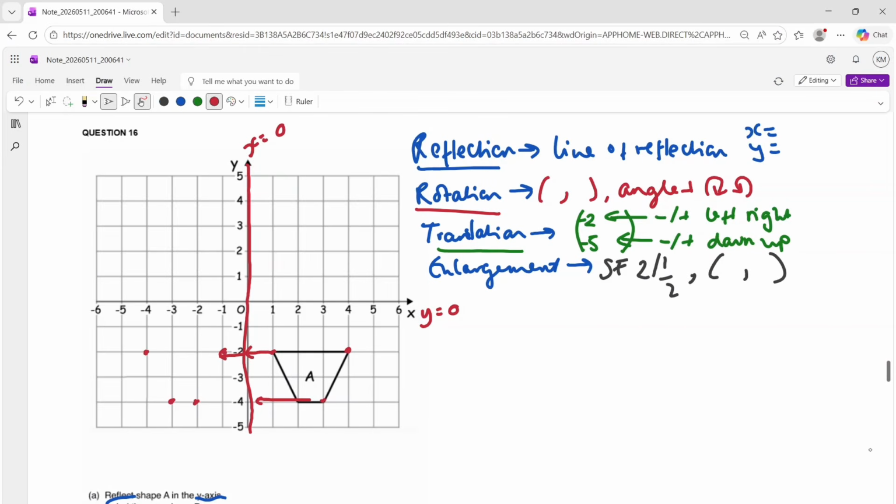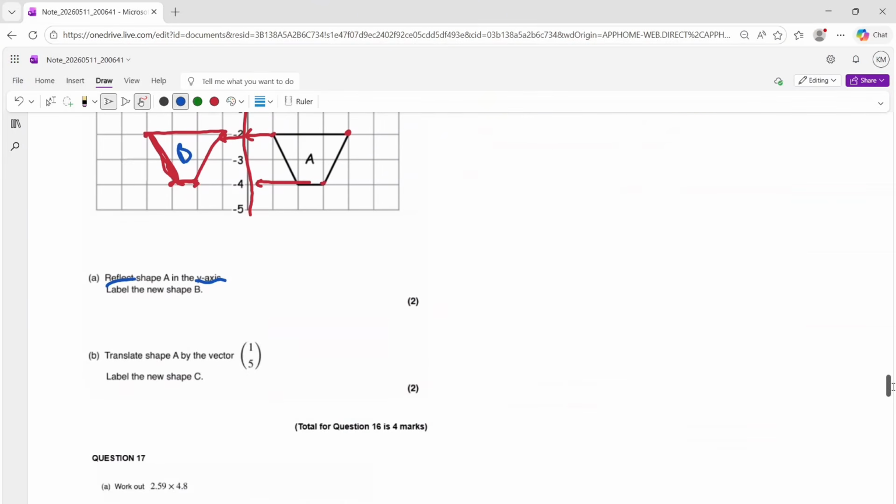So once I've done all of my points, I can then draw my reflected shape. So it's always a good idea to draw in your line of reflection first and then reflect your shape. I've actually shaded that in, but I should have read the question because it's told me to label it B. So that's what I'm going to do there. I'm going to put B there. So that would give me 2 marks for doing my reflection. So the next one has asked me to translate.